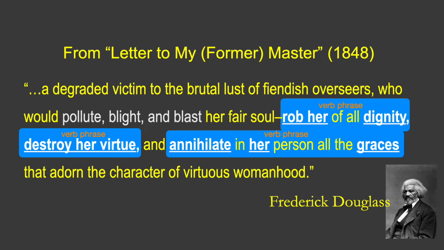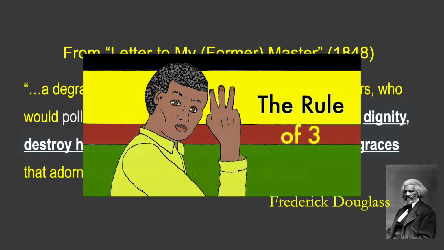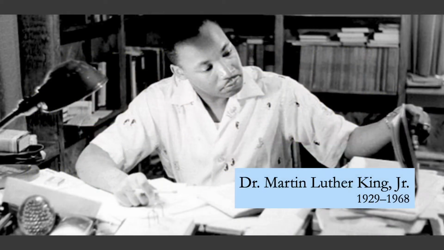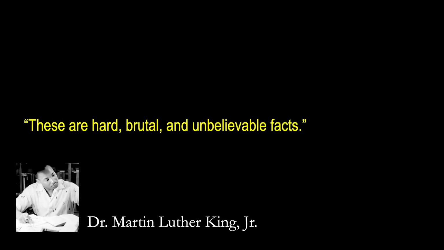All 3 of these were from Letter to My Former Master. All of them were also examples of the rule of 3. I made another video about that principle. It's short, check it out. But one of the greatest masters of parallel structure was Dr. Martin Luther King Jr. Here are some examples from Letter from Birmingham Jail.